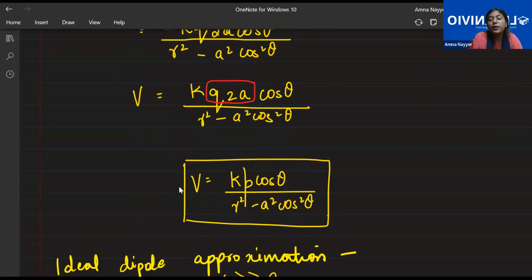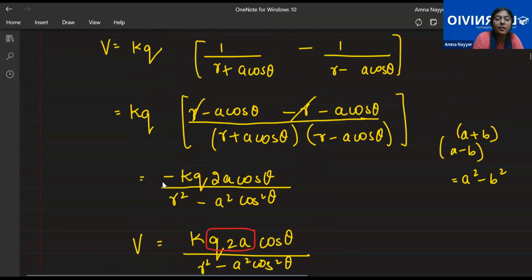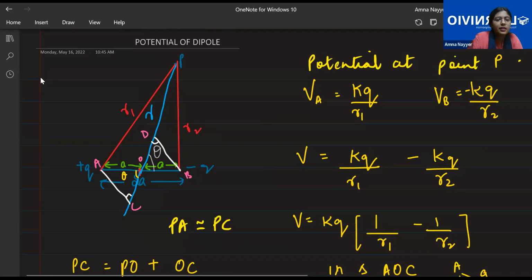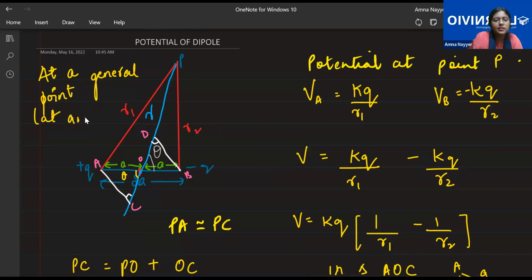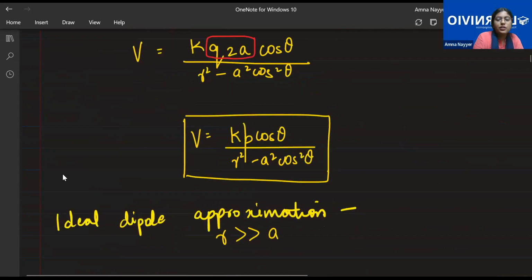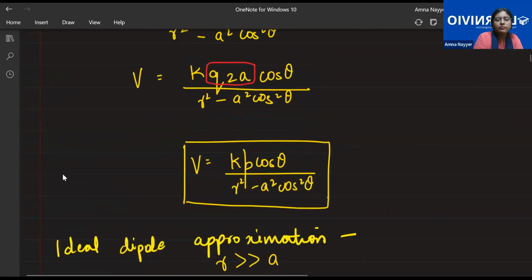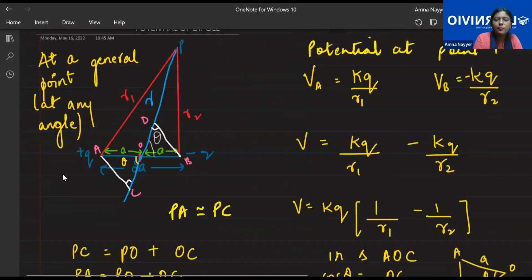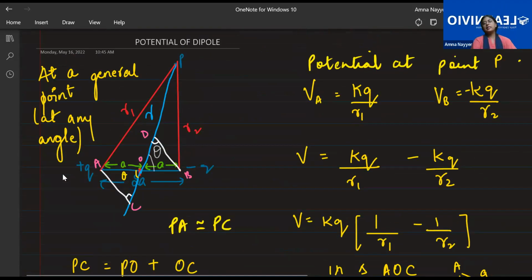This is the potential due to a dipole at a general point. I have not written this. This is at a general point. General point means at any angle. Okay, so this is the formula. Write it till here, then I'll discuss some more things about it. But first, at least write it.